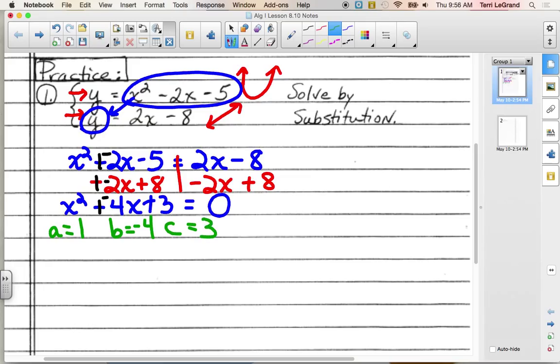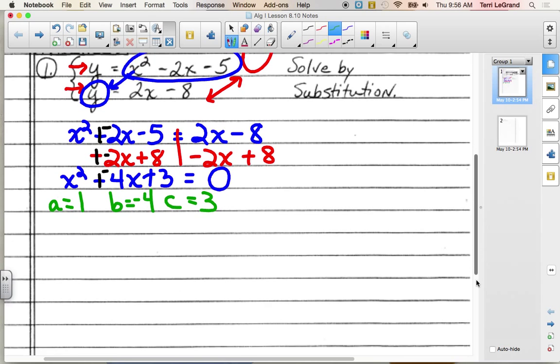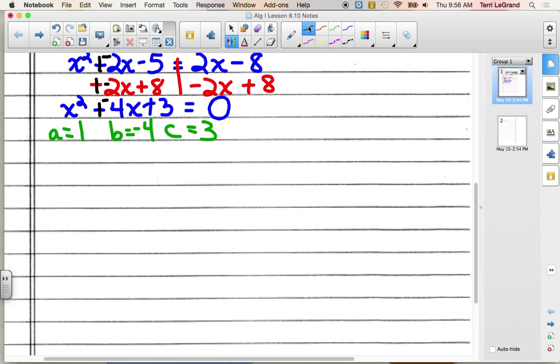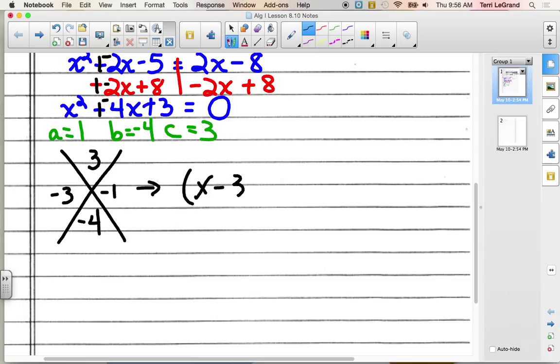I really like factoring for this one because A is 1. That means I only have to use the diamond method and I don't have to use factoring by grouping, because I just have to find numbers that multiply to be positive 3 and add up to negative 4. What are they? Negative 3, negative 1. So that means I have renamed my quadratic function. What would its factored name be? (x minus 3) times (x minus 1). There's my new name for the quadratic function that we're working with.